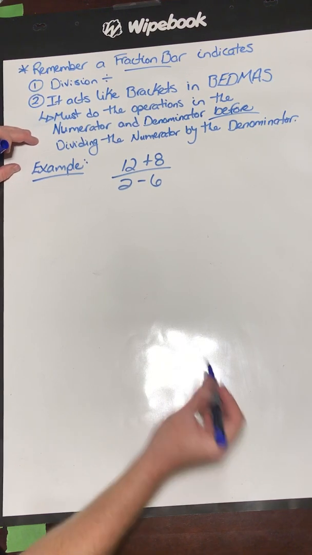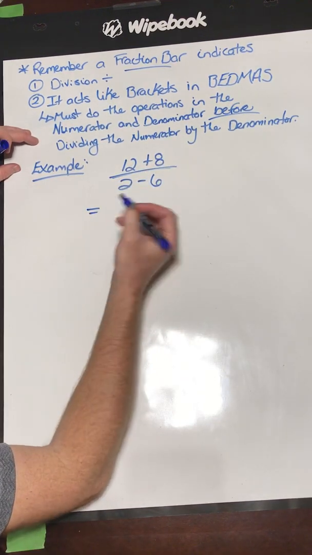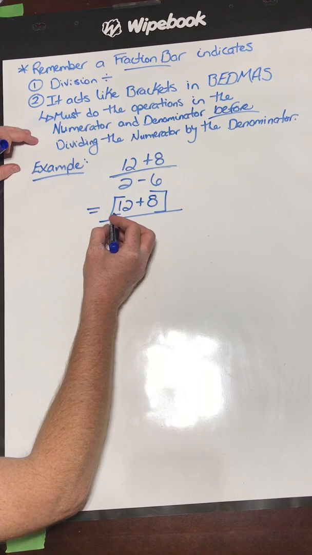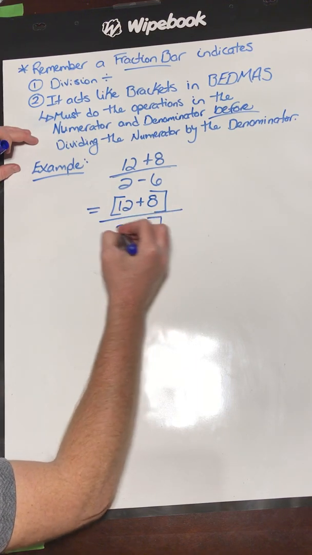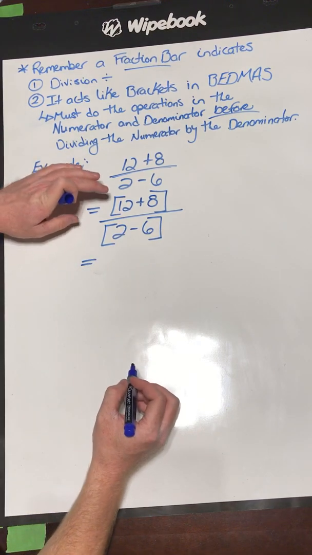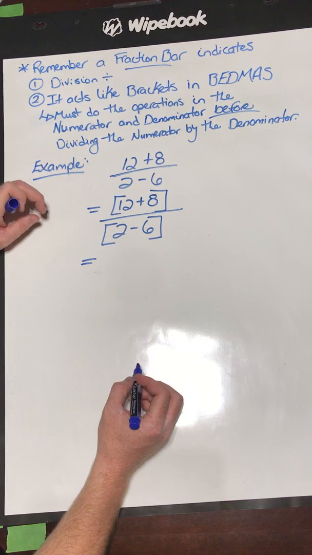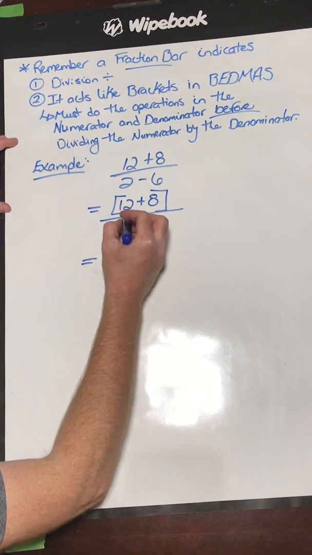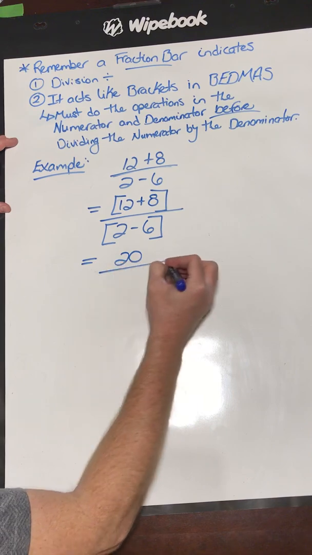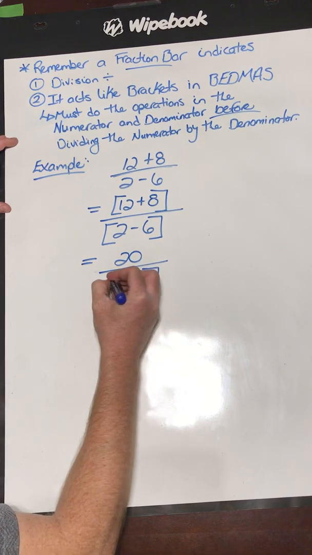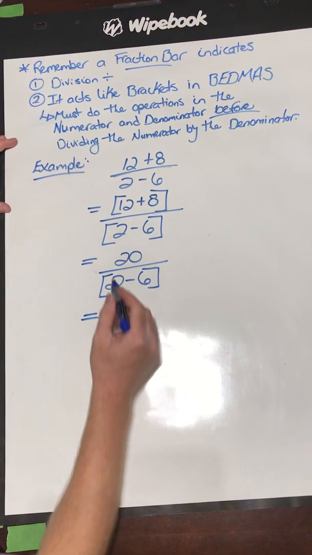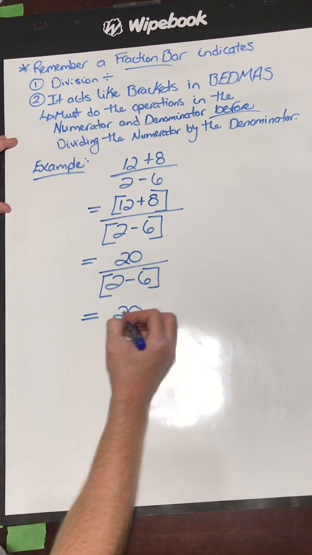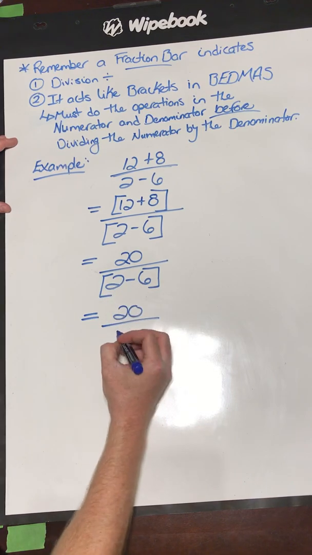So I have this fraction bar here, and to help myself out, I am going to put the numerator and the denominator in what we call square brackets. And that says to myself, I have to do the operations in the numerator and the denominator before I divide the numerator by the denominator. First I'm just going to work on the operations in the numerator. So I have 12 plus 8, which is 20. I'm going to keep the square brackets on the denominator. Now there are no more operations to do in the numerator, so I can focus on the denominator. So 20 in the numerator, and in the denominator, 2 minus 6 is negative 4.